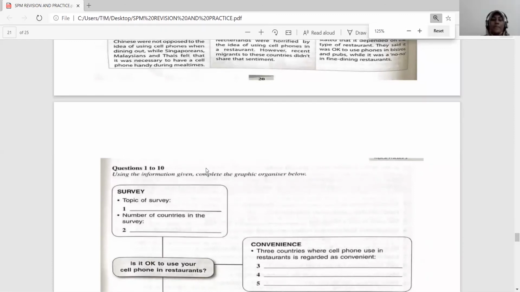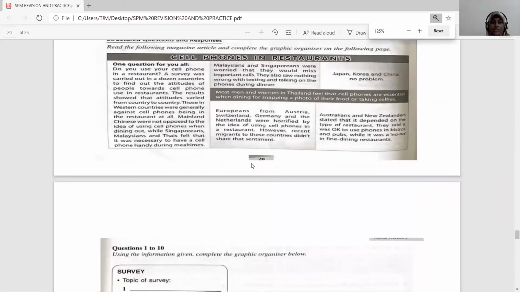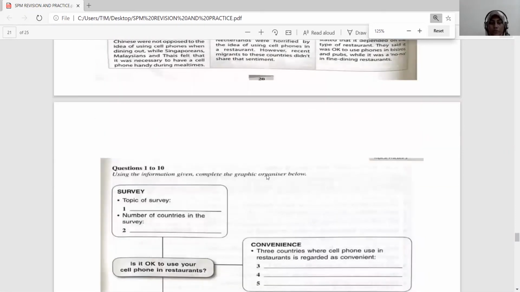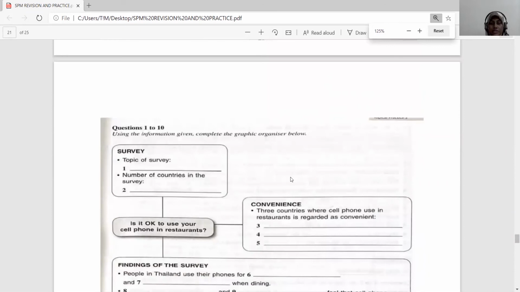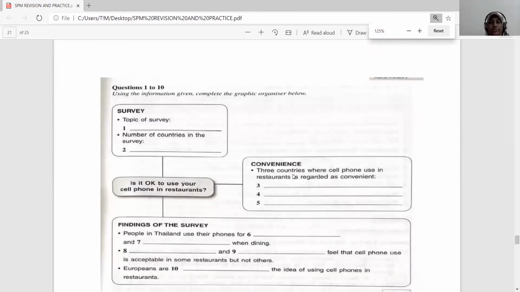Okay. Number two, number of countries in the survey. How many countries? Count quickly. Count properly. Chia, you also count properly. Yes, it's 12. All right. So please write down 12. Okay, 12 countries. Okay, convenience. Three countries where cell phone use in restaurants is regarded as convenient. Which countries were those? Yes, number two is 12, Jerry.